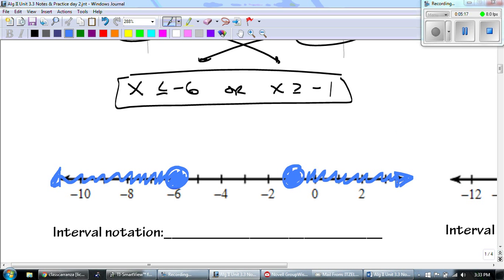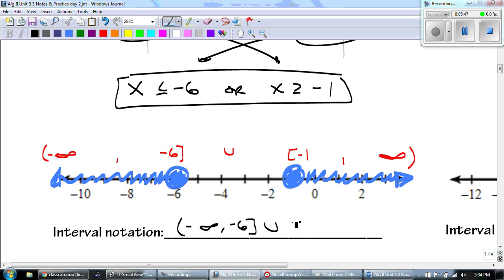Okay, and now we have to write this in interval notation. So our graph starts at -infinity, and it stops at -6. It's closed here. Everywhere else we use parentheses. This is my break, so there's a union, and then I'm closed at -1, and it keeps going to positive infinity. Okay, so that's what I'm going to write down here in interval notation. And there we go.